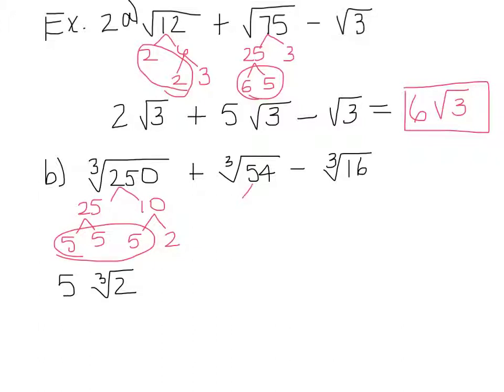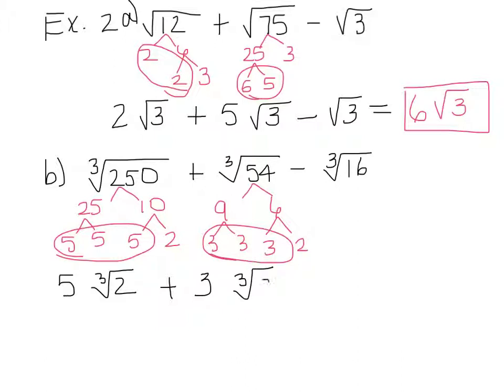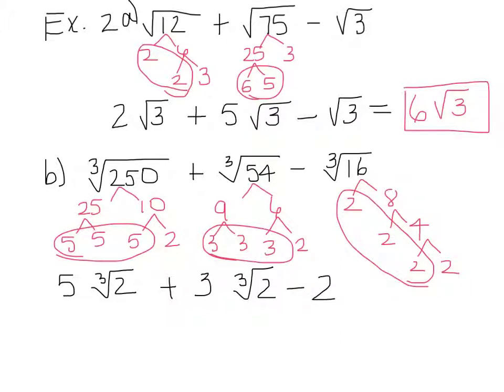Then I break down 54. I got 9 and 6, 3 and 3. 6 is 3 and 2. So there's my group of 3. So the 3 comes out, the 2 is left over. And then 16. I have 2 and 8. 8 is 2 and 4. And 4 is 2 and 2. Here's my group of 3. So my 2 comes out, but I have an extra 2 left over.